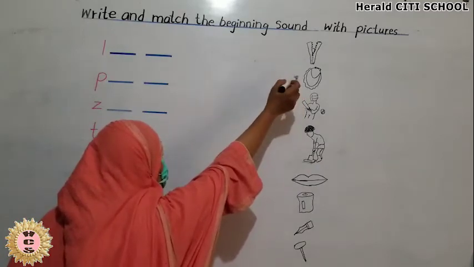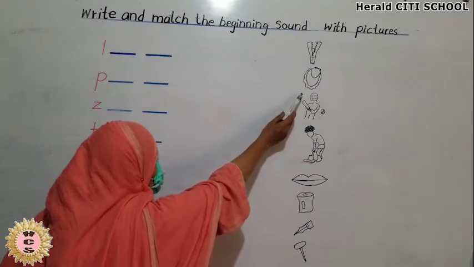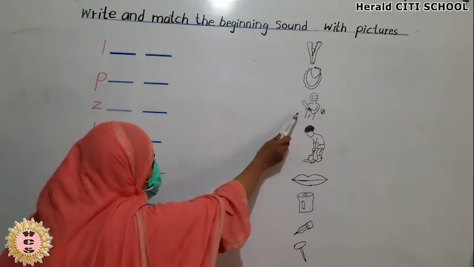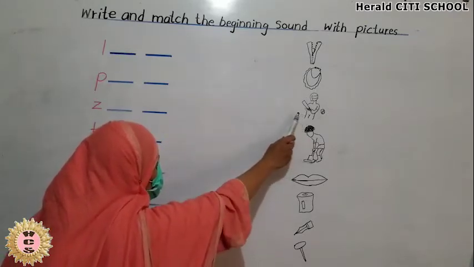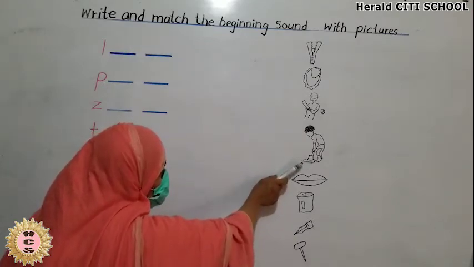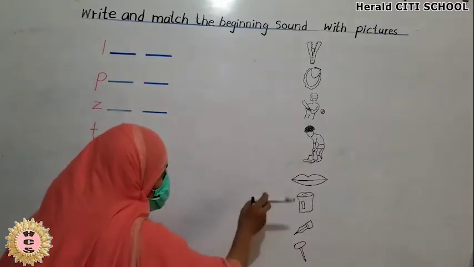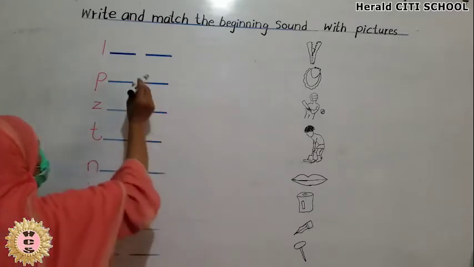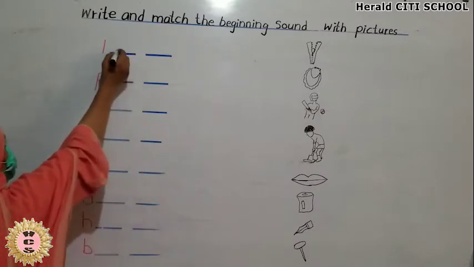What is this? This is a zip. Z, zip. And what is this? This is a bib. B. And what is he doing? He is hitting. No, hug. And what is he doing? He is digging. And what is this? This is a lip. So we will write here the spelling of lip.